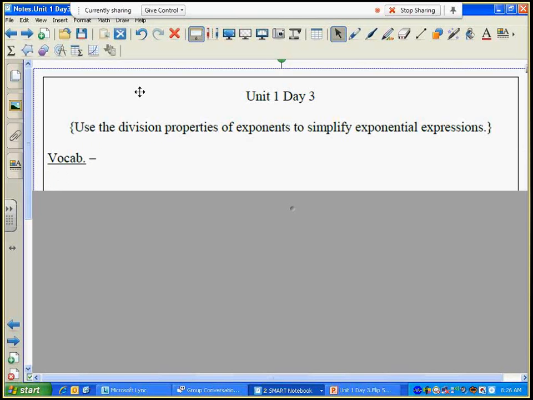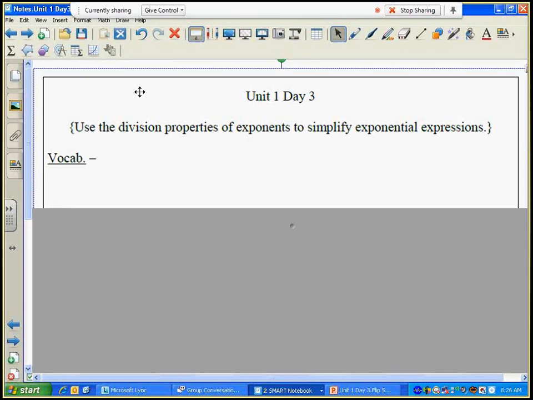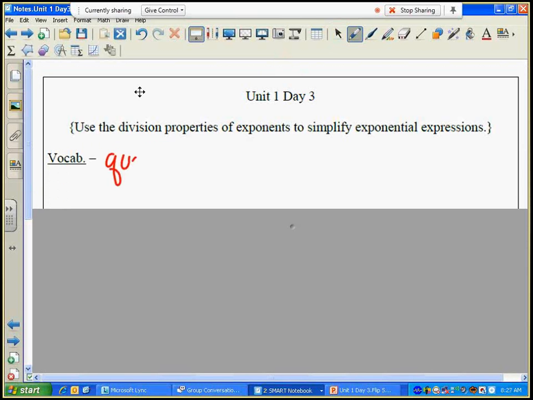All right, next, a little vocab. I want to concentrate on the word quotient. If you don't remember, a quotient is just the answer to a division problem. So let's just say: division answer.